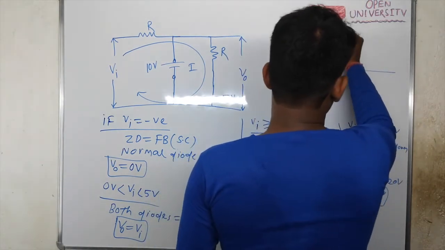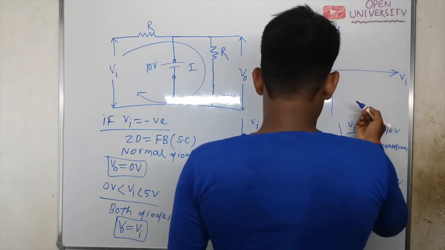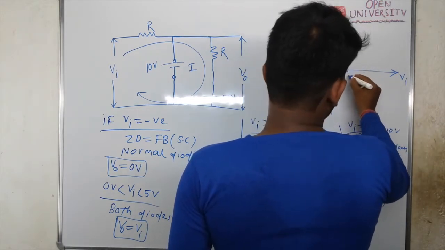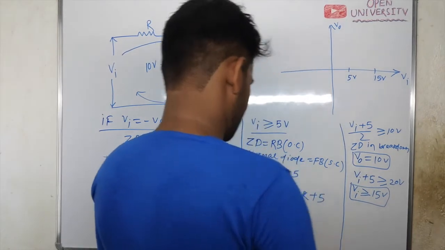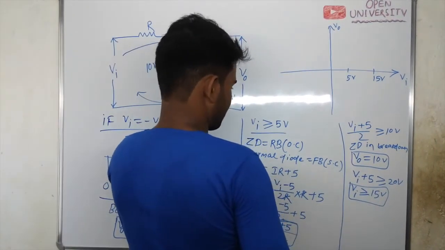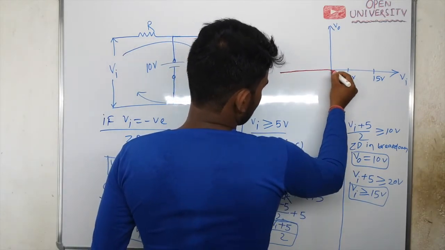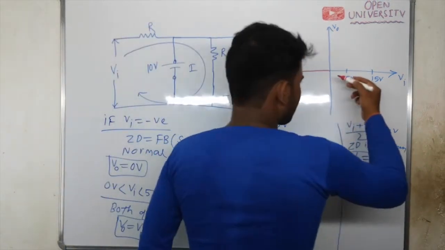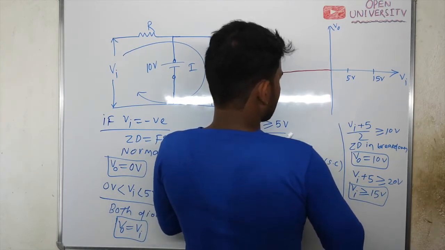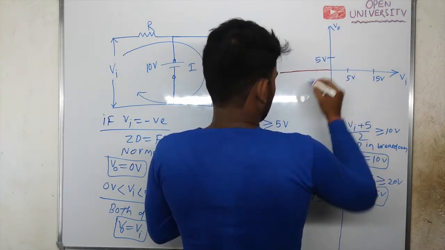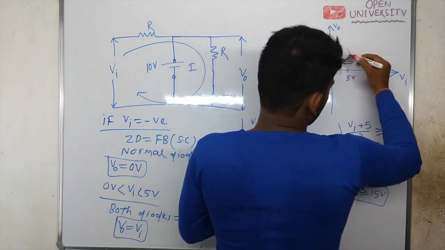The graph between the input voltage Vi and output voltage V naught. So this is 5 volt and this is 15 volt. Now when Vi is negative, V naught equals 0. And when Vi is in between 0 and 5, then V naught equals Vi in this range.